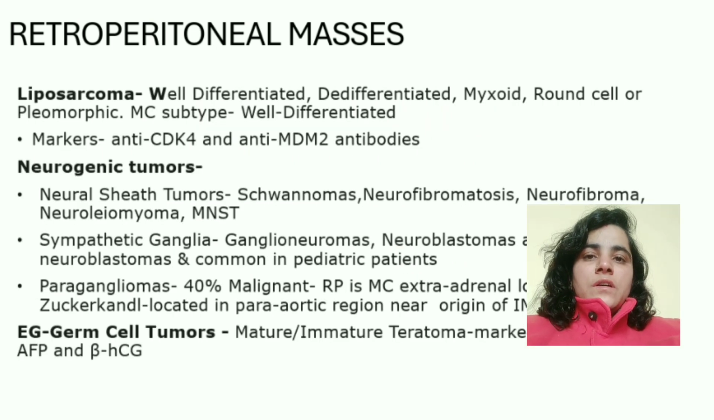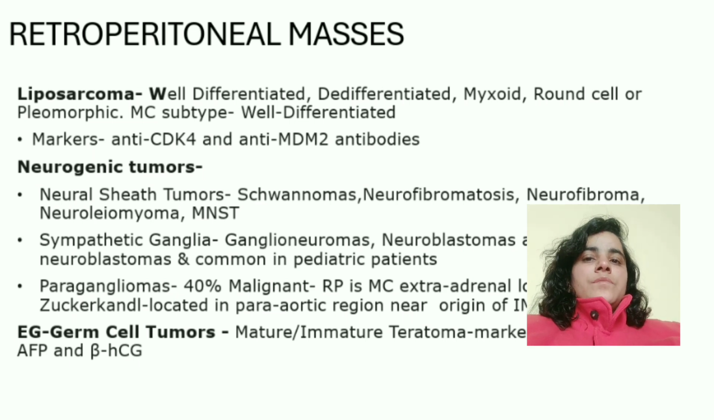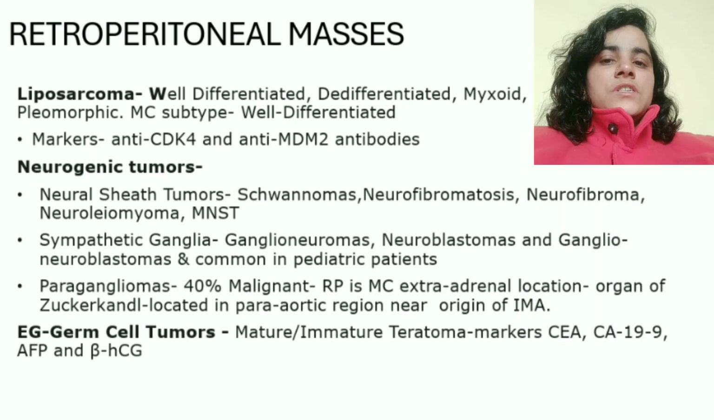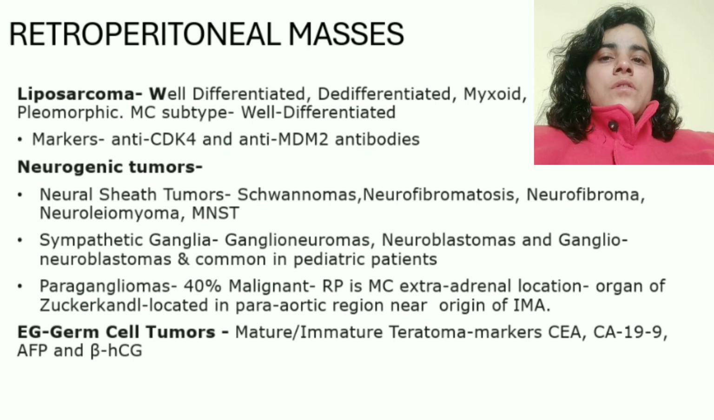Liposarcoma can be well differentiated, dedifferentiated, round cell, myxoid, or pleomorphic type, and out of this, well differentiated type is the most common one. Neurogenic tumor may be neural sheath tumors, or these may be arising from the sympathetic ganglia, or paragangliomas can be there. Neural sheath tumors include schwannomas, neurofibromatosis, neurofibroma, neuroleiomyoma, or malignant nerve sheath tumors.